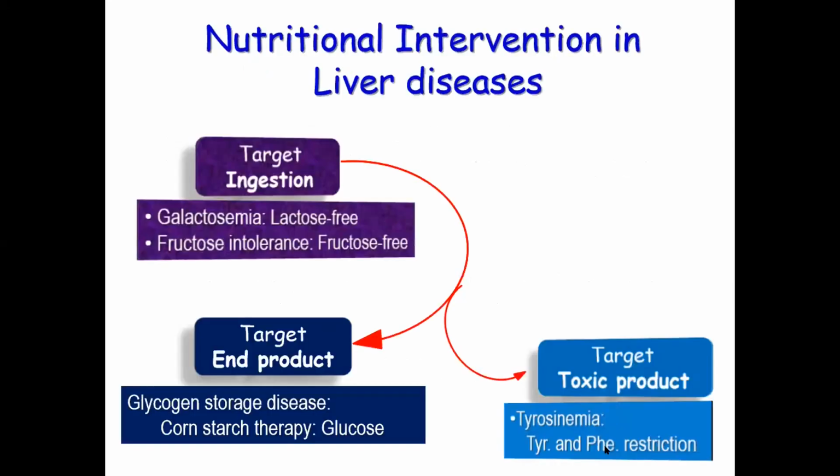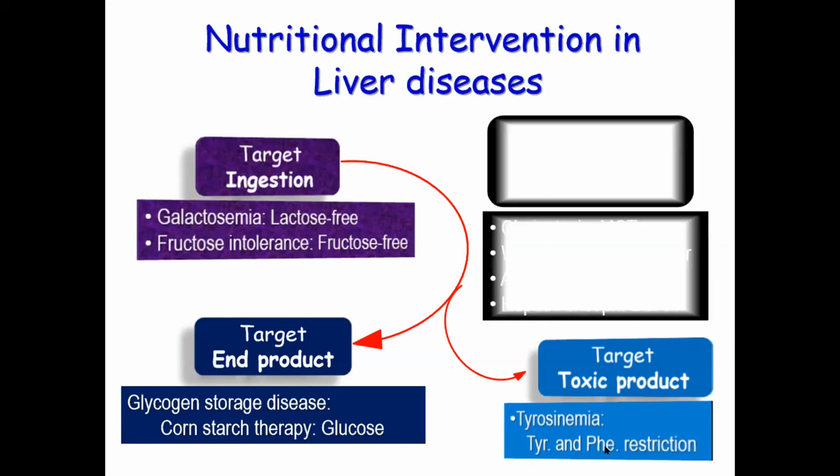So when we look at nutritional intervention in liver disease, you have 3-4 areas to focus on. That means ingestion. First thing is ingestion. Are you giving something that is going to be toxic? Are you giving a toxic byproduct? Like galactosemia, if you give milk, it becomes a toxin. In tyrosinemia, it becomes a toxin. Or are you wanting to target the end product, like glycogen storage disease, where the glucose is everything?